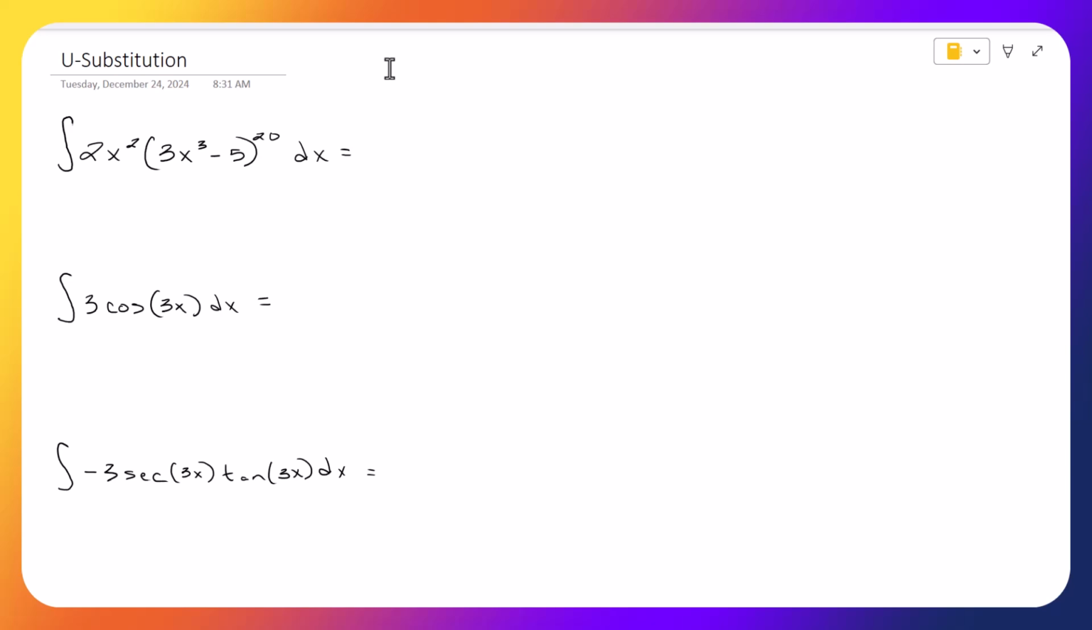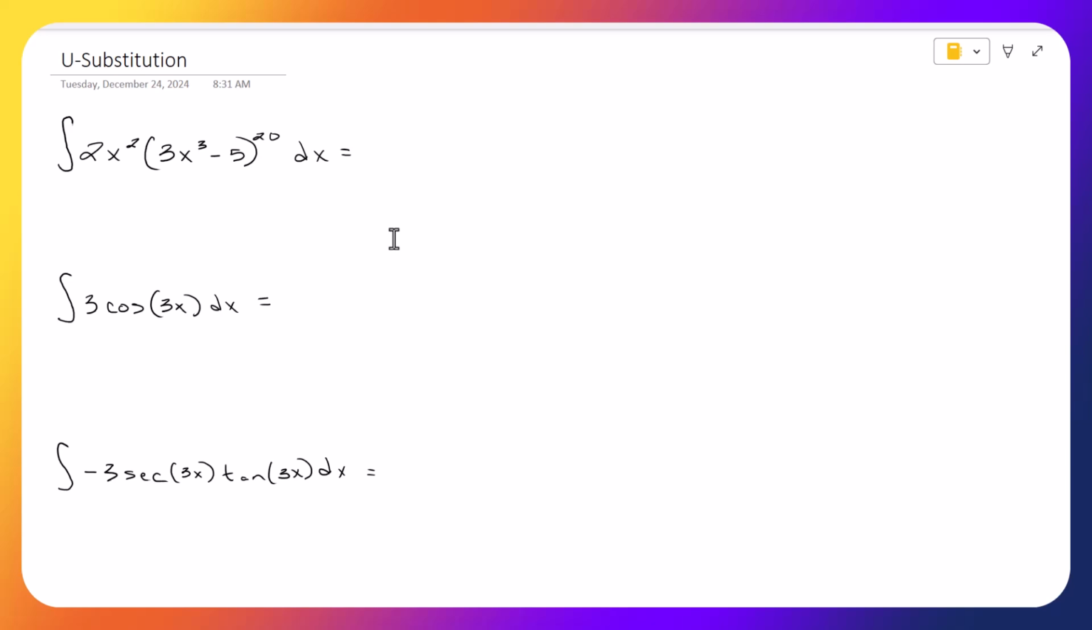Now, let's say we have two functions that are multiplied together. So we have 2x squared times this 3x cubed minus 5 to the 20th. How can we integrate that? We don't have a rule that lets us split integrals by multiplication, but I'm looking at this, and if I'm thinking about stuff as an antiderivative, well, I'm looking at this inside function, 3x cubed minus 5. What happens if I differentiate that? Well, it gives me 2x squared.